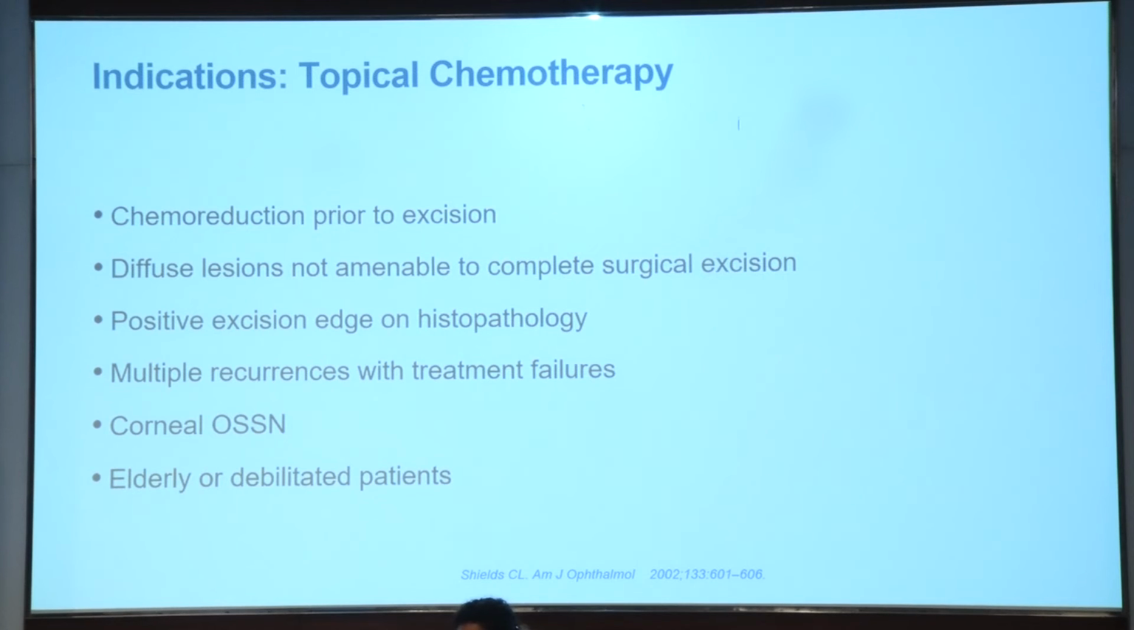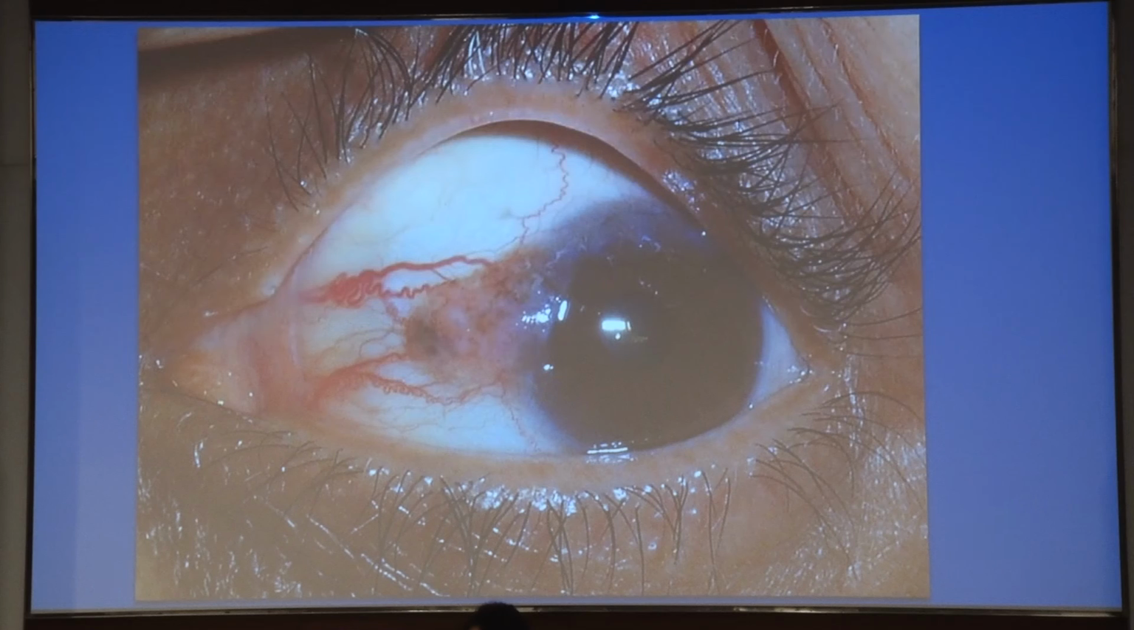If you've done a surgery and the excision edge reveals a CIN type of lesion positive in the edge, not invasive carcinoma in the edge. If it's an invasive carcinoma on the edges, then you have to go back and do surgery. But if it's an intraepithelial neoplasia in a positive edge, you can start topical chemotherapy. If there are multiple recurrences with treatment failures, pure corneal lesions, or elderly or debilitated patients not fit for surgery, there you can try topical therapy.